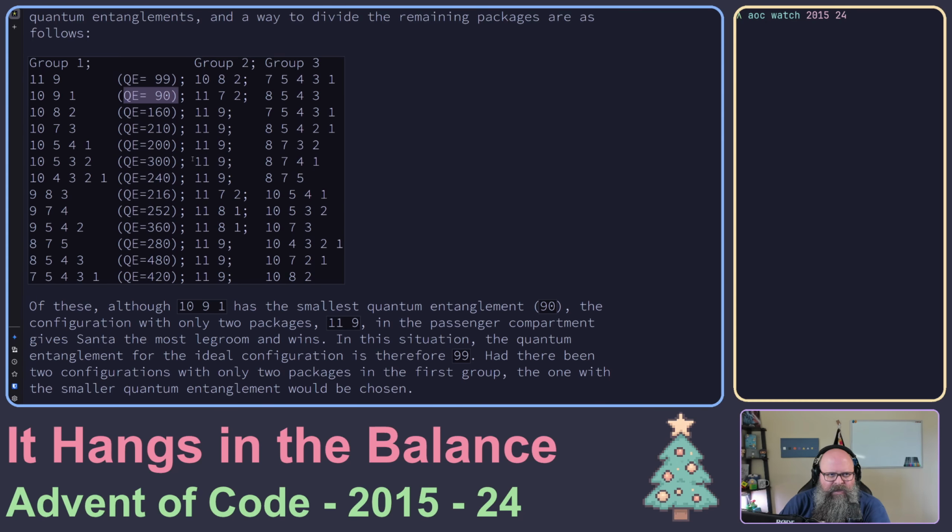Of all these, 10.9.1 has the smallest quantum entanglement. The configuration with only 2 packages in the passenger compartment gives the most legroom and wins. So even though this has the lowest quantum entanglement, this is the smallest box. So there's clearly a precedent of split into 3, smallest box, least quantum entanglement.